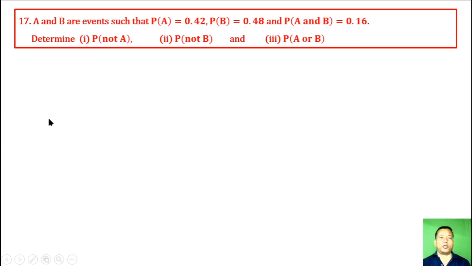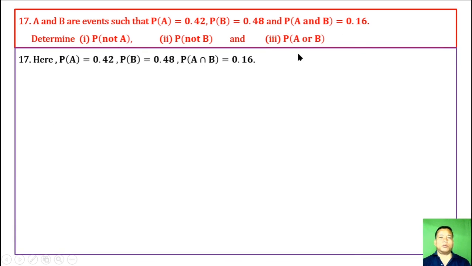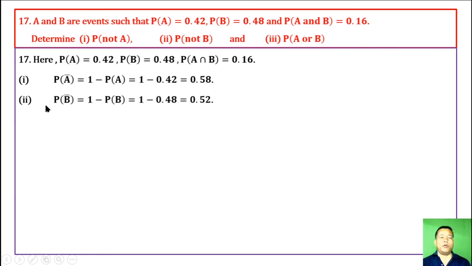Determine P of not A. These values are given for Roman number 1. P of not A is denoted by P of A bar, which is equal to 1 minus P of A, and P of A is 0.42. Subtracting, we get 0.58. P of not B is also similar to Roman number 1, we get 0.52.